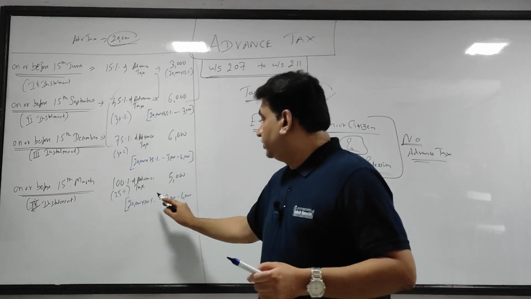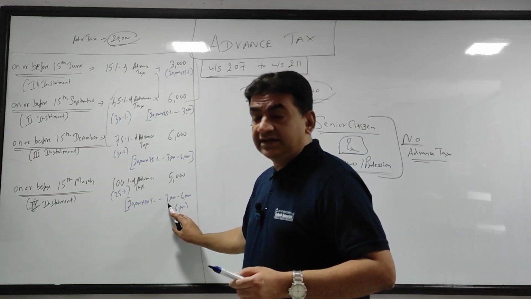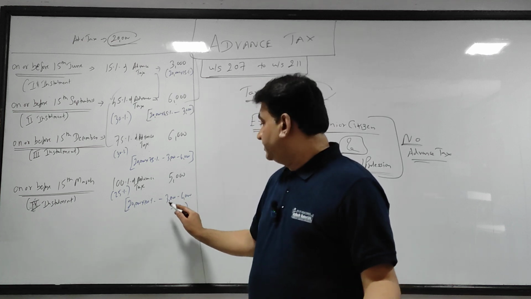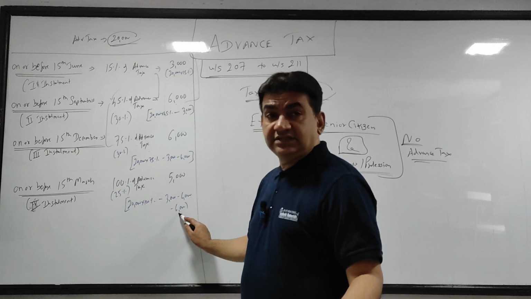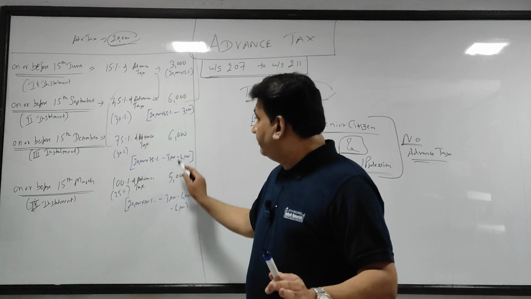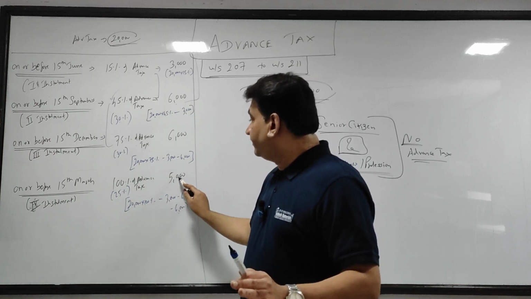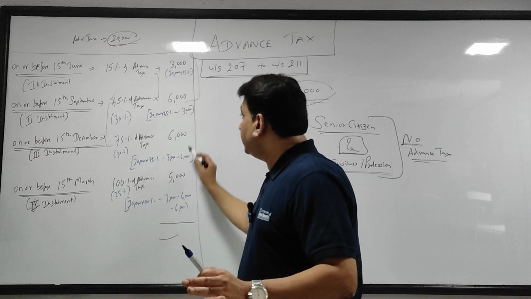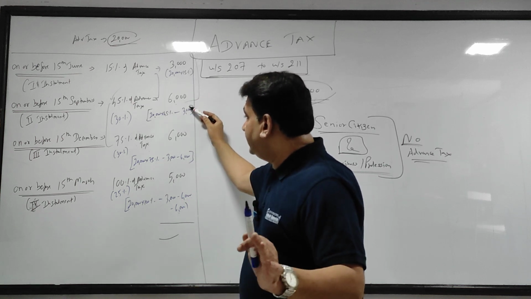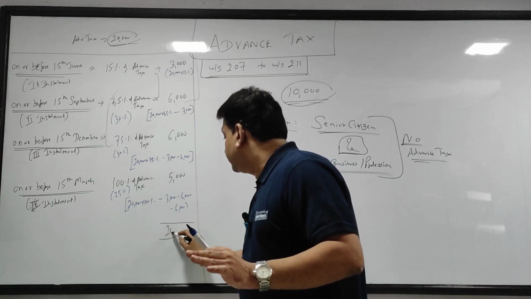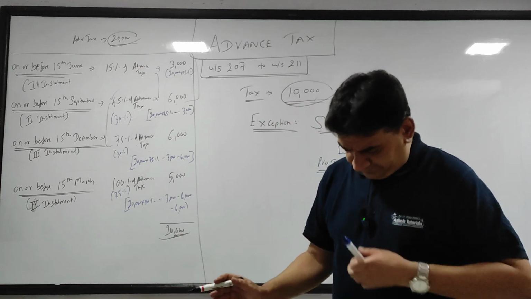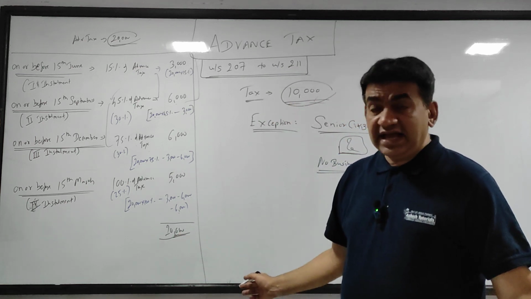Another way, check: 20 minus 3 is 17, 17 minus 6 is 11, 11 minus 6 is 5. 3 and 6 is 9, sorry, 9 plus 6 is 15. Up to 15 it is paid. So 20 minus 15, the balance is 5. Now you check: 3 plus 6 is 9, 9 plus 6 is 15, 15 plus 5 total 20. So I paid a total of 20,000.